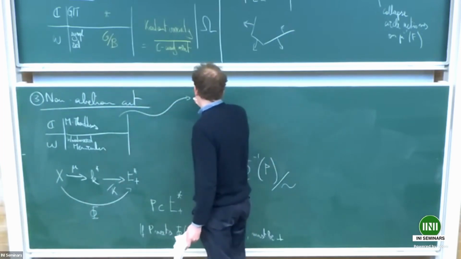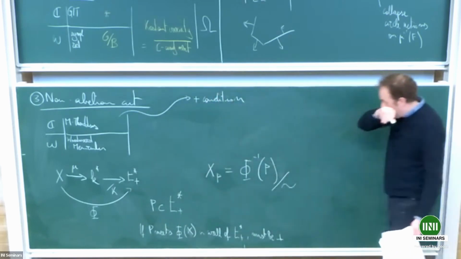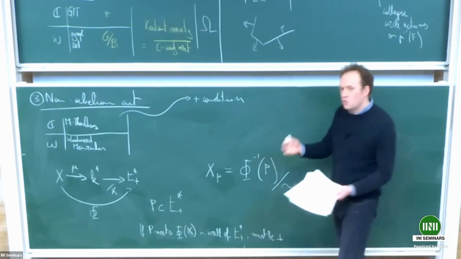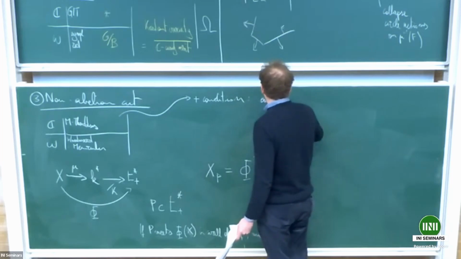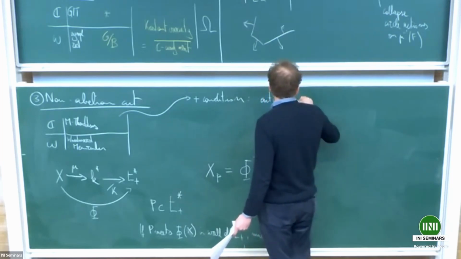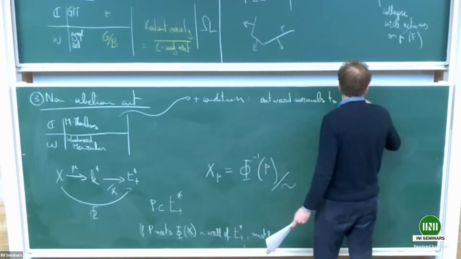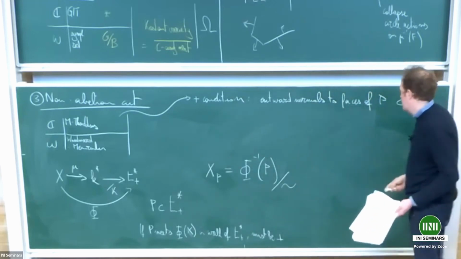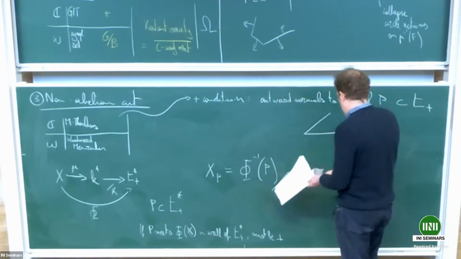So the condition is that now you can't just pick any polytope that satisfies this property. You need to choose a polytope whose outward normal vectors to the faces of P have to be contained in the Weyl chamber itself. So something like this would not be good.